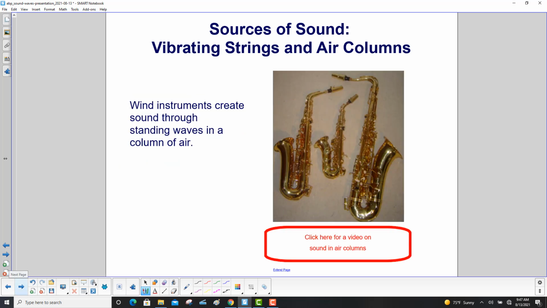Wind instruments create sound through standing waves, and we talked about that in the last unit also, in a column of air. Column of air is going through like that. And here's a video on sound in air columns.